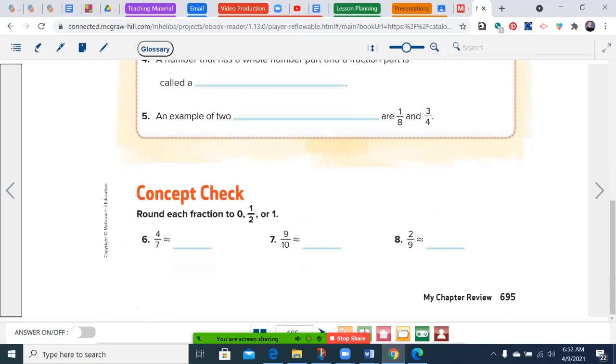On this part, we're going to round each fraction to 0, 1/2, or 1. Just as a reminder, you can look at the comparison between the numerator, or top number, and the denominator, the bottom number. If the numerator is a tiny piece of the denominator, like 1/99th, we know it rounds to 0. If the numerator is almost the same as the denominator, it probably rounds to 1. If the numerator is about half of the denominator, it probably rounds to 1/2. You could use something such as a number line in order to do a visual of this as well.